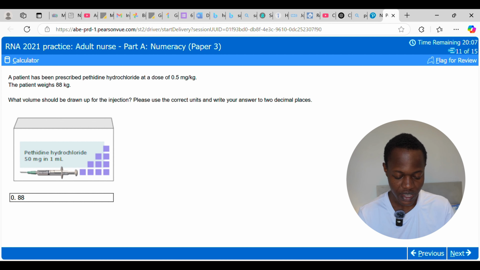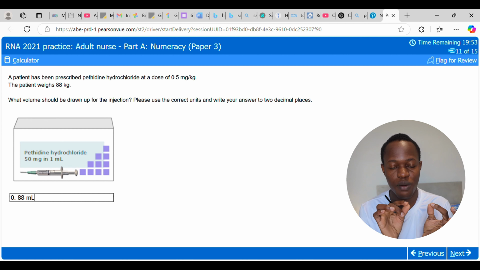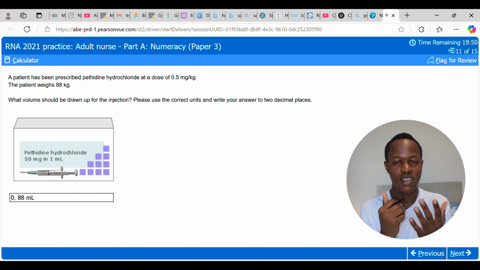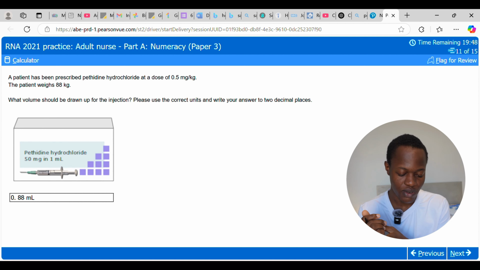So of course we know that it's 0.88 ml. Are you wondering, how am I supposed to give 0.88 ml? If it's me, I would probably just draw up to 0.9, not up to 0.9 completely, because when you give, a little bit remains in the syringe anyway.